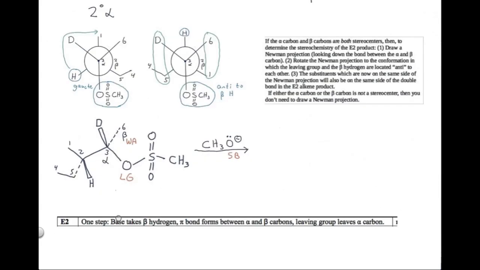We need an arrow for the base to take the beta hydrogen, so I need to draw a hydrogen in on carbon 6. Here's the arrow that shows the base taking the beta hydrogen, then an arrow to show the pi bond forming between alpha and beta carbons. Well, carbon 6 is going to lose this hydrogen, which frees up the electrons in this bond, and we're going to form a pi bond. Remember, we formed the pi bond between alpha and beta carbons, so it helps that we've labeled the alpha and beta carbons here, and I put the head of the arrow on the bond to show the pi bond forming there.